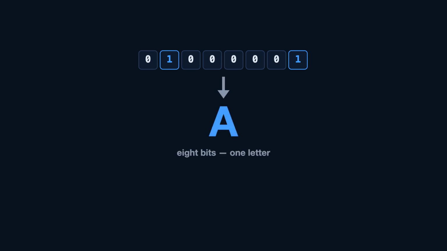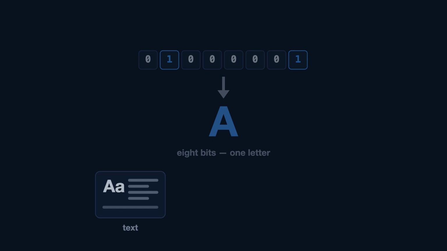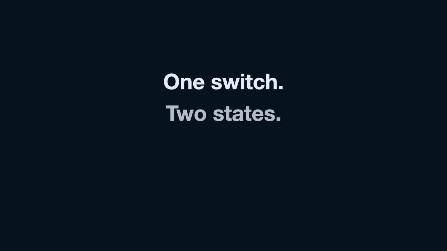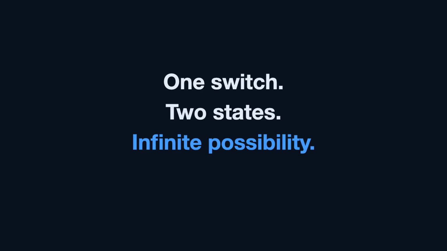String enough bits together, and you get text, images, sound, everything you have ever seen on a screen. One switch, 2 states, infinite possibility. The bit is the atom of computing.